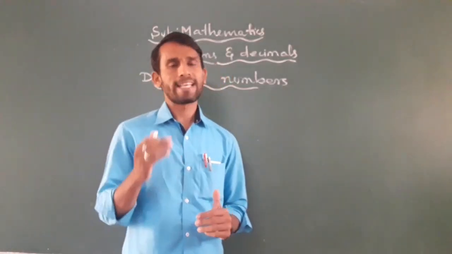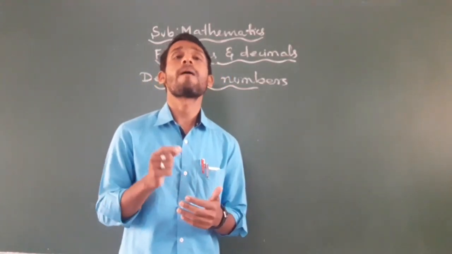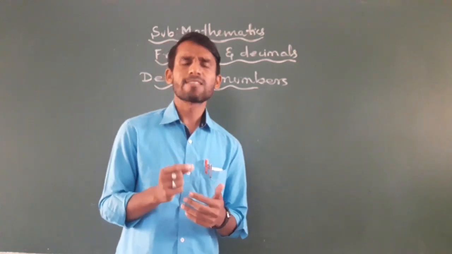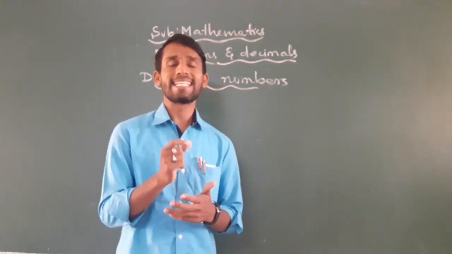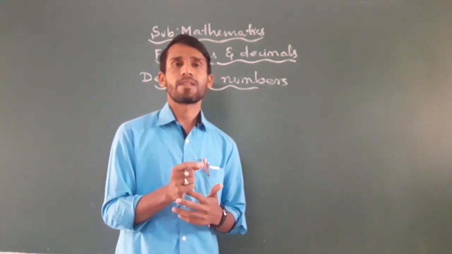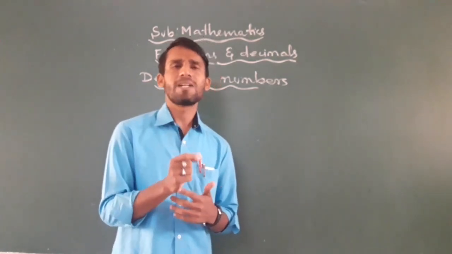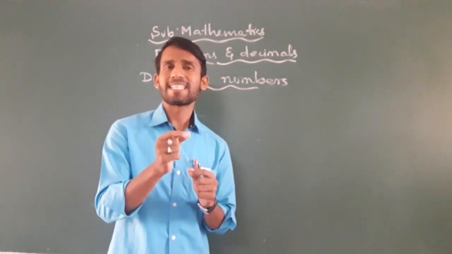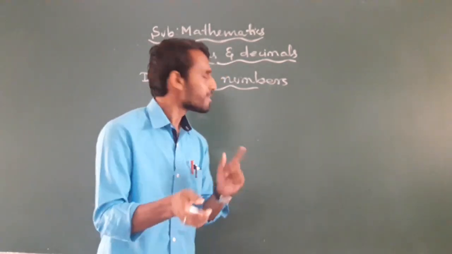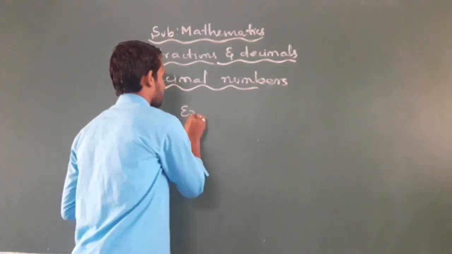Before going to an example, we have to understand what is meant by decimal. Dear students, decimal comes from the Latin word decimus. Decimus means 10, base 10. That is why we call it the decimal point. In decimal numbers there are two parts. Let us see an example here.